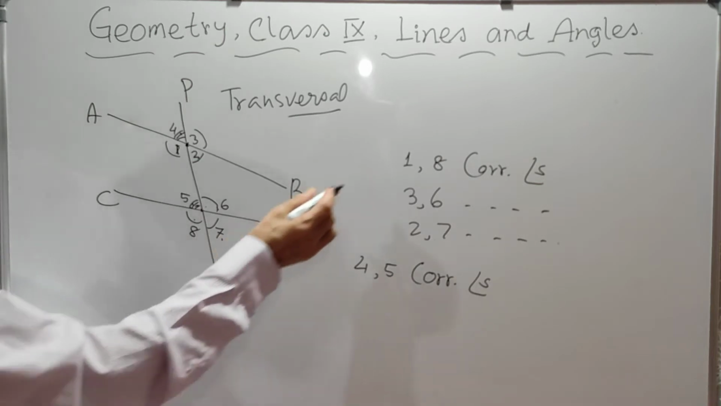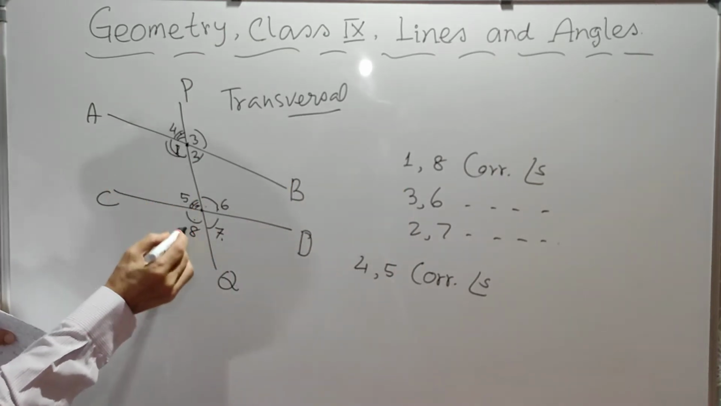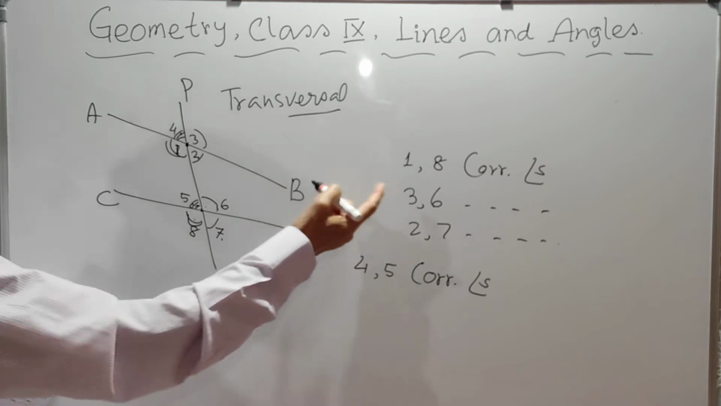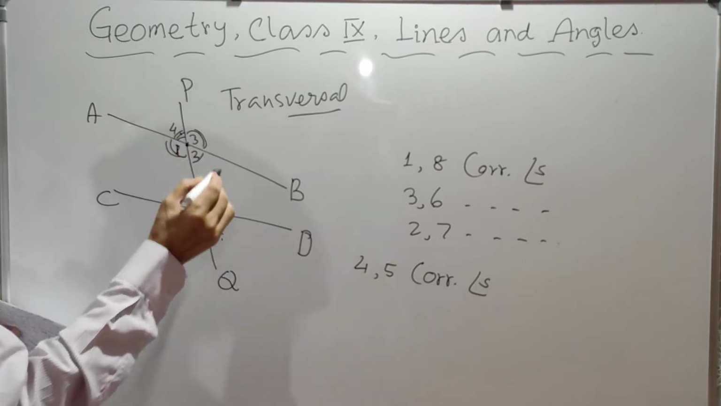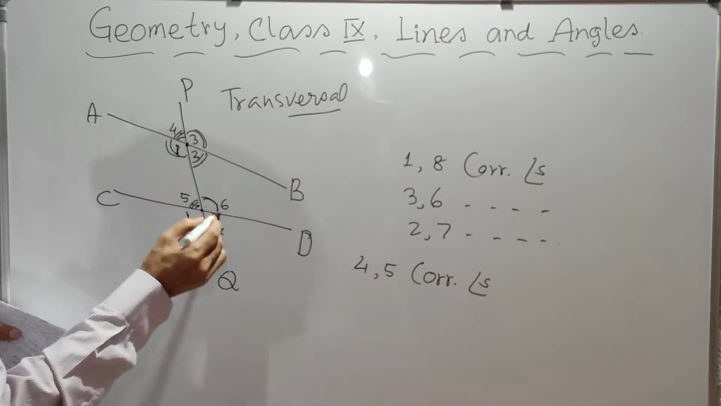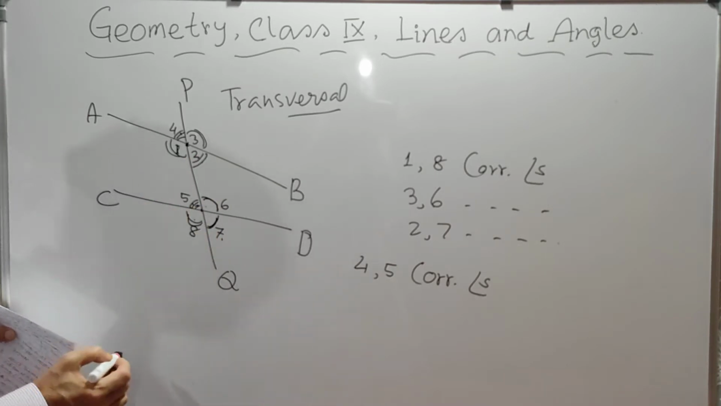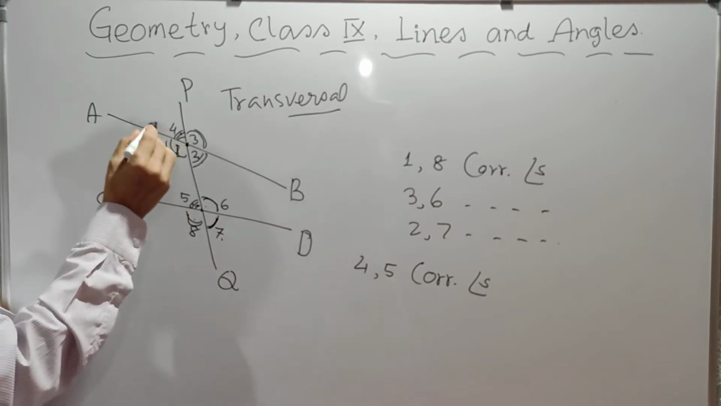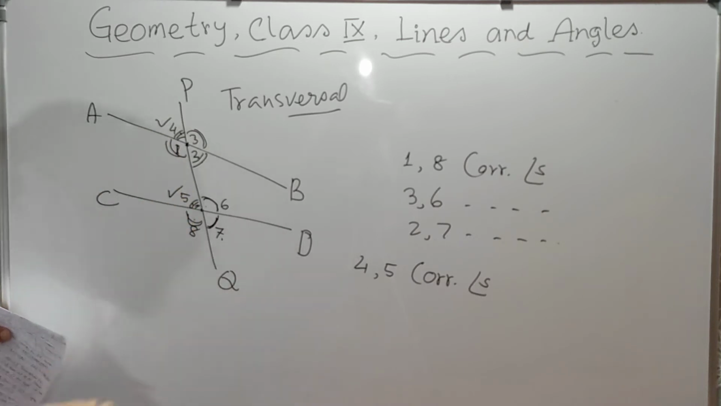So 4 pairs of corresponding angles. Which 4? 1 and 8, this one and this one. Then 3 and 6. Then 2 and 7. And then 4 and 5. So we have 4 pairs of corresponding angles.